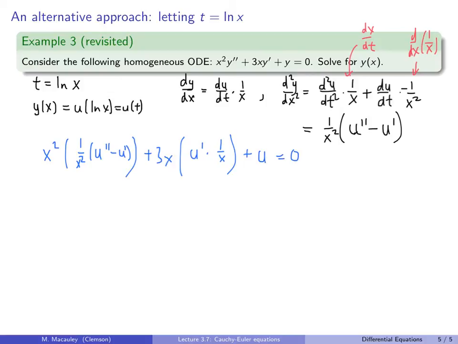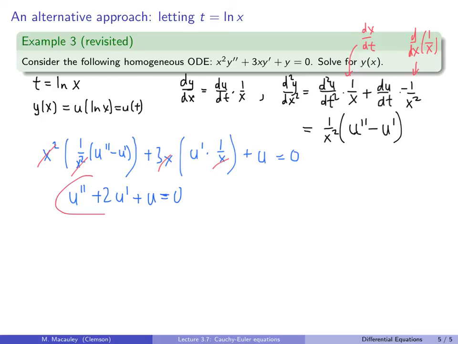And let's simplify this. So notice that things cancel, those cancel, these cancel, and so what does this become? This becomes u double prime, plus how many u primes? 3 u primes minus 1 u prime, so that's plus 2 u prime, and then plus u equals 0.